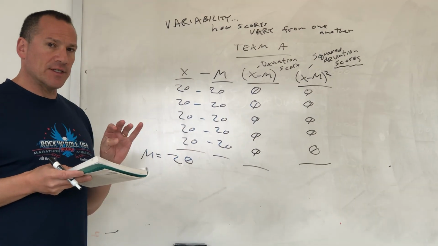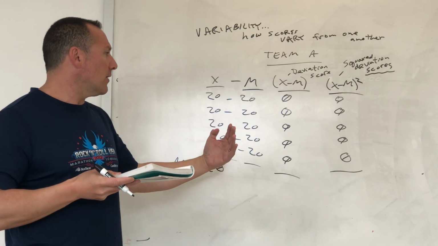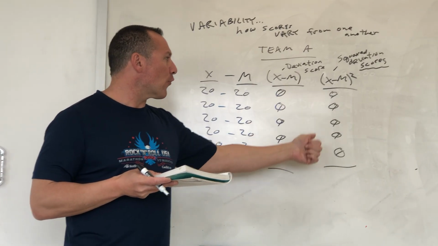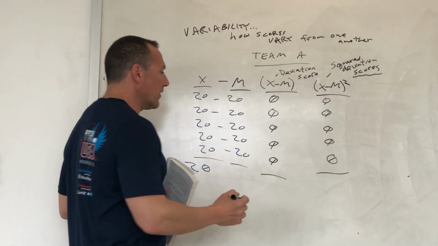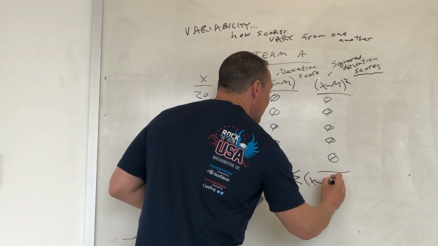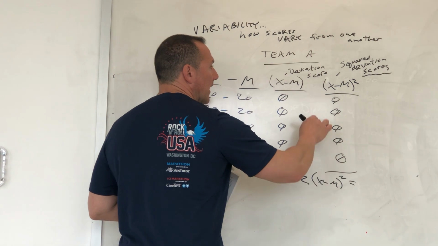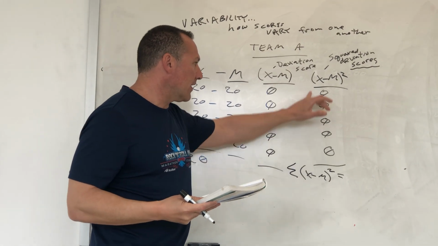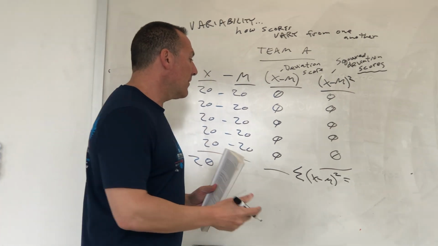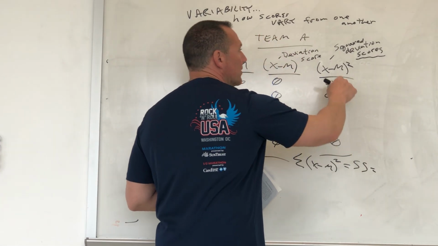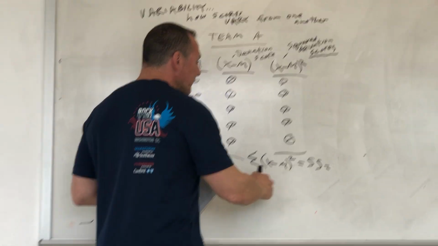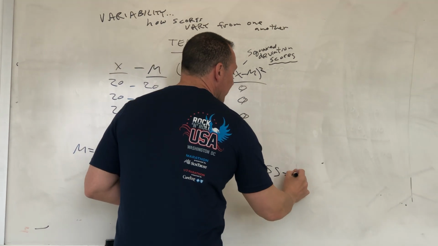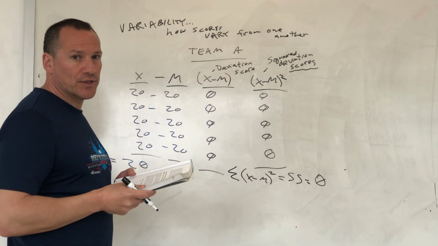You remember, descriptive statistics are not comments about individual scores, but they're summaries about overall patterns. So we're now going to come up with three different summaries of overall variability for team A. The first thing we're going to do is this. Sigma (x minus M) squared. When I put the sigma in front of it, that just means sum that up. So it looks fancy, it looks complicated, it just means add those numbers. Sometimes we will refer to this as SS, which simply stands for the sum of the squared deviation scores, but the longer version is sigma, parentheses, x minus M, squared. Add those up, that is 0. So the sum of the squared deviation scores is 0.